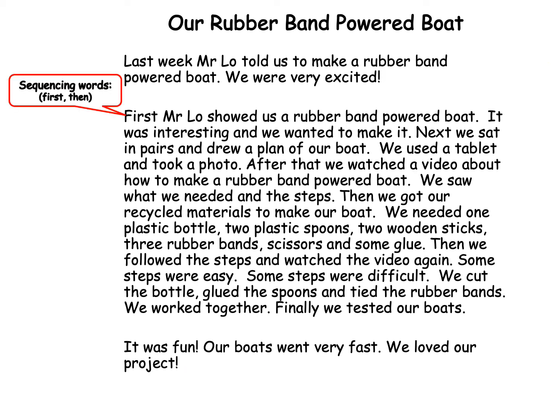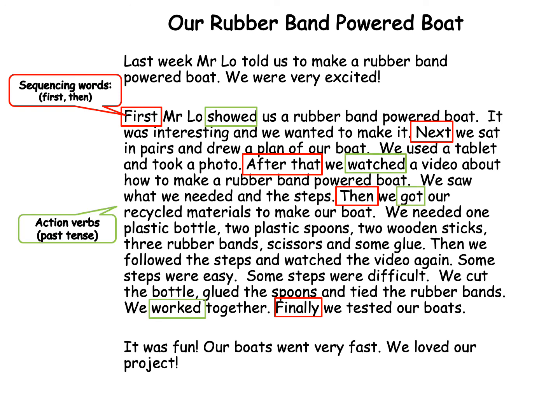Okay, let's just finish off with some identification of keywords in the passage. Starting off with the sequencing words, or you can also call them connectives. First, next, after that, then, and finally. Then has been used 2 times. Followed by action verbs in the past tense, that is showed, watched, got, worked. And some pronouns. We've got us, it, we, our, it, our, we.